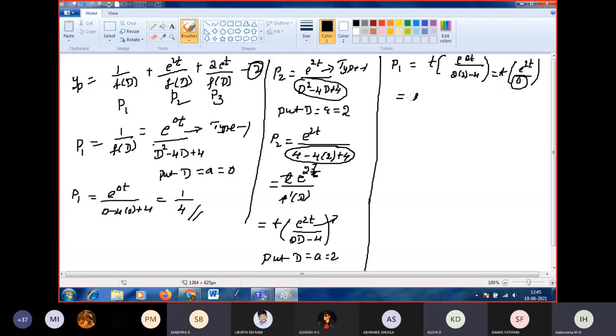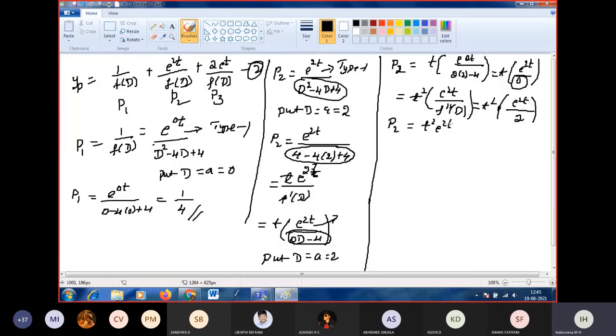Next, again multiply t in the numerator, divided by f double dash of d. t square e power 2t by f double dash of d. Correct? All of you are getting? Yes, ma'am. Next, t square e power 2t divided by f double dash, which means you differentiate this. We have already 2d minus 4. You differentiate this again. What did you get? 2 alone. Therefore P2 is equal to t square e power 2t by 2. We got P2. Correct?